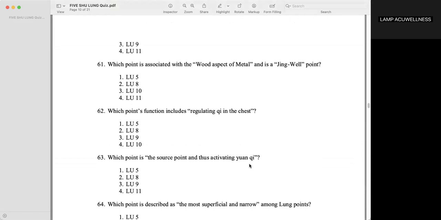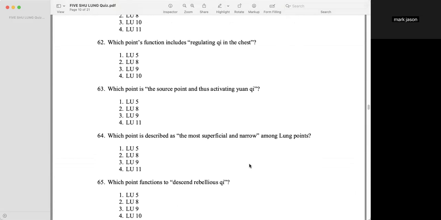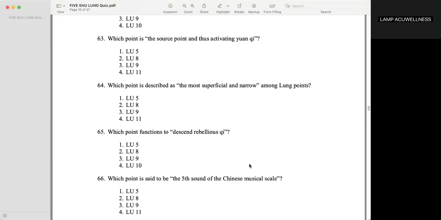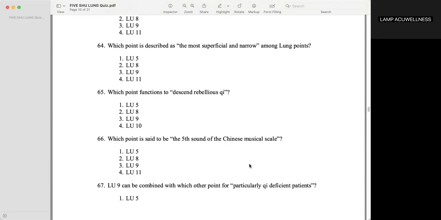Which point is associated with the wood aspect of metal and is a Jing-Well point? Lung 11. Which point's function includes regulating qi in the chest? Lung 8. Which point is the source point and thus activating yuan qi? Lung 9. Which point is described as the most superficial and narrow among lung points?